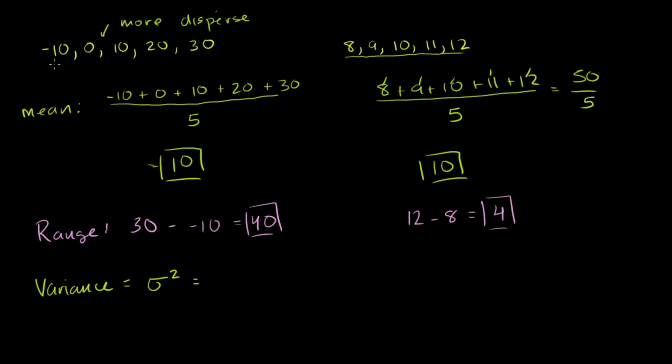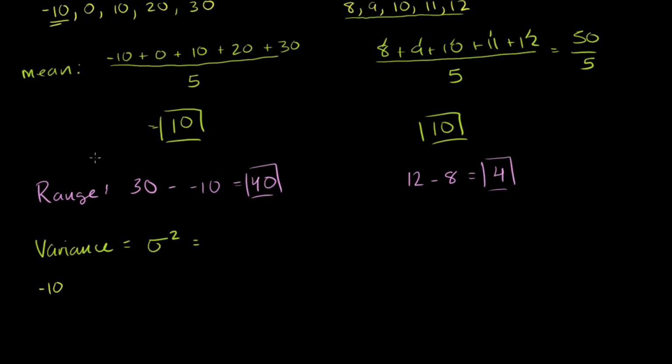So remember, the mean here is 10. So I take the first data point. Let me do it over here. Let me scroll down a little bit. So I take the first data point, negative 10. From that, I'm going to subtract our mean, and I'm going to square that. So I just found the difference from that first data point to the mean and squared it. And that's essentially to make it positive.